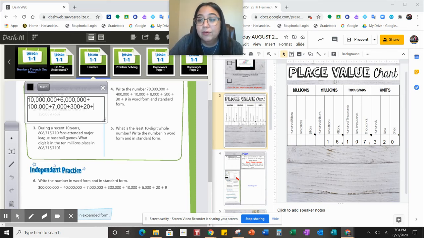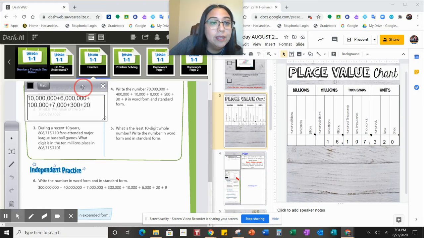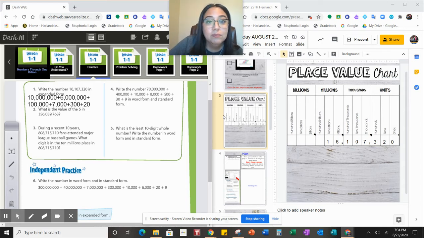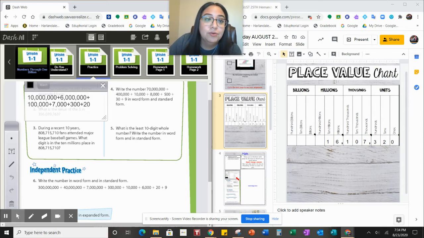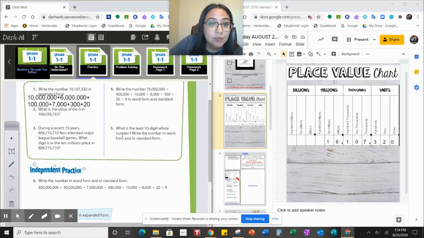Plus, or the 0 in the ones place, we don't have to put that. So it already shows that there are no ones. So this is expanded form for that number. Again, we used our place value chart to help us to know what place value it's in and also to know the value of each number. So if you need to do that, that's perfectly fine.